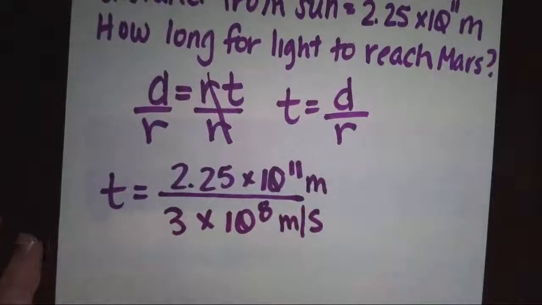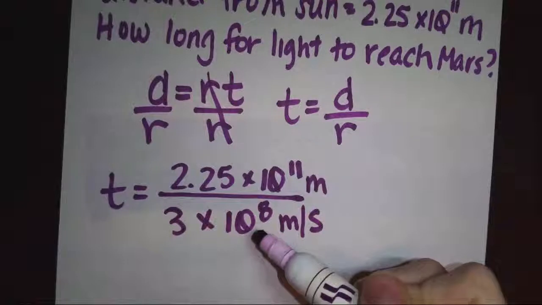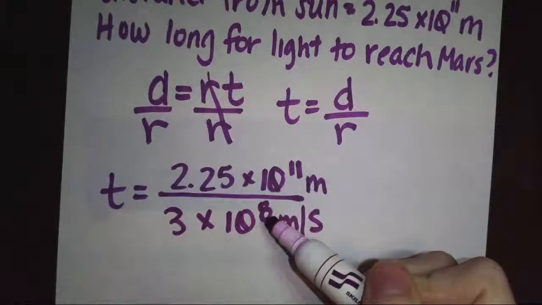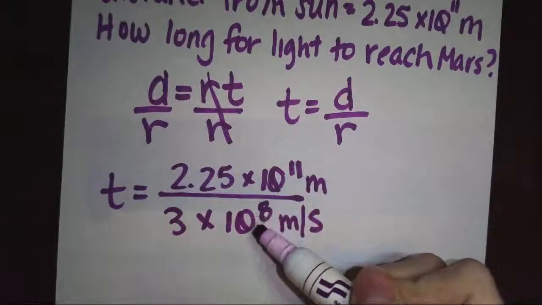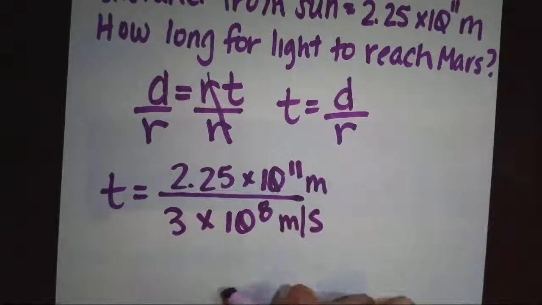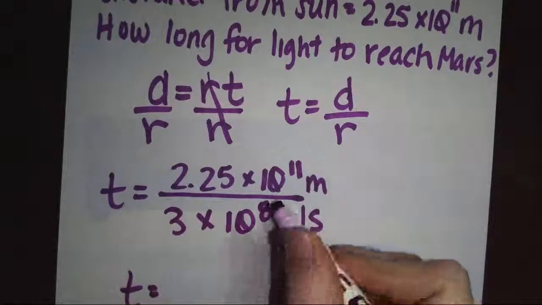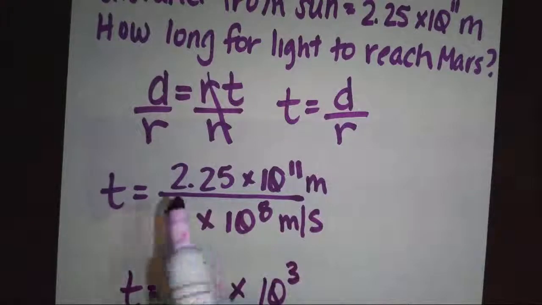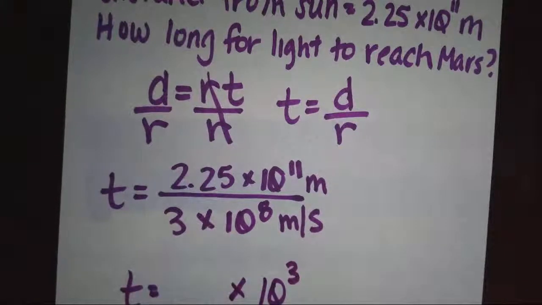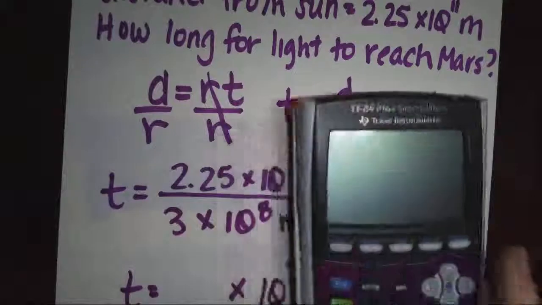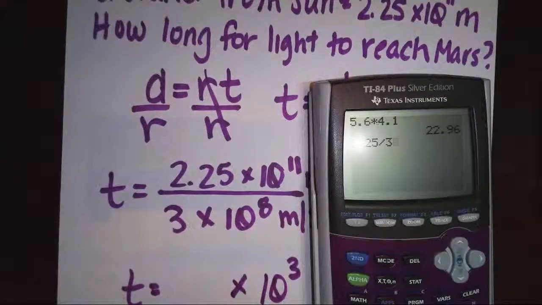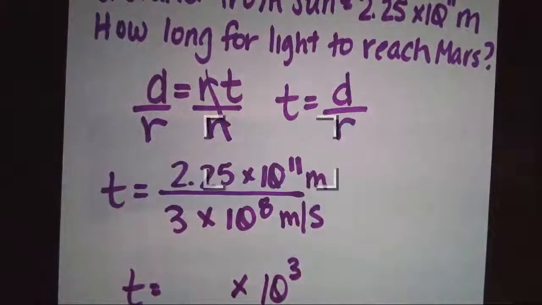All right, now when we do this, again, laws of exponents still apply. So we have 10 to the 11th divided by 10 to the 8th. And since those have the same base, we can subtract their exponents. 10 to the 11th divided by 10 to the 8th would be 10 to the 11 minus 8. And 11 minus 8 is 3. So we're going to use 10 to the 3rd. And then we need to divide 2.25 by 3. When we do that, 2.25 divided by 3, we get 0.75.